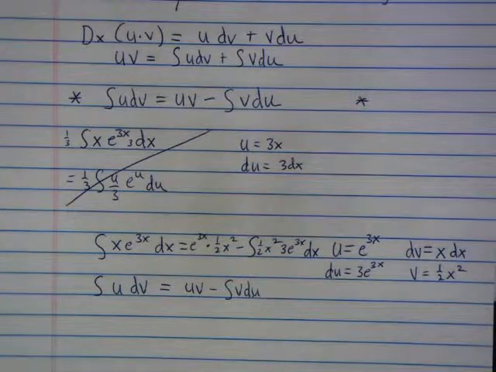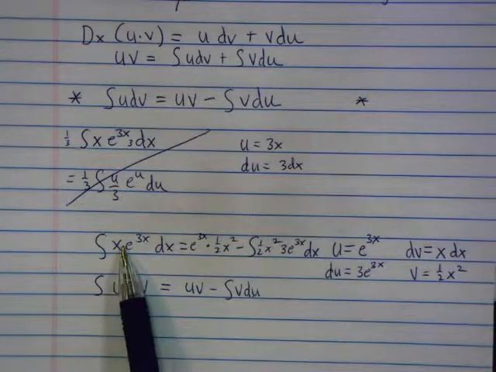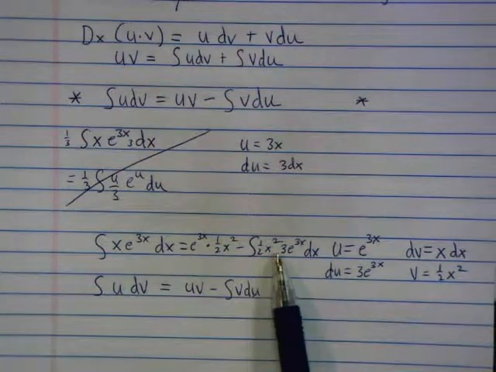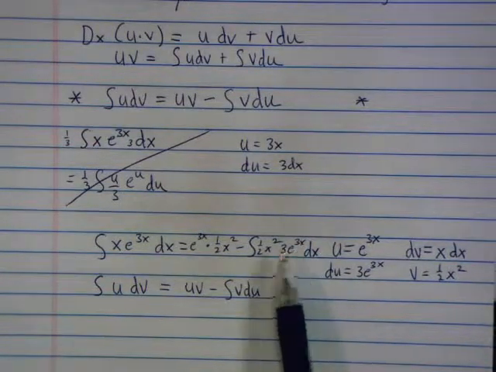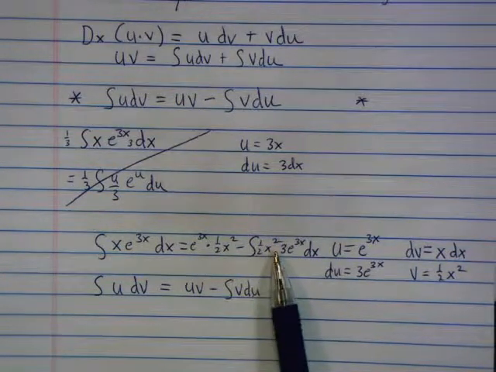In a sense, it got worse, didn't it? We started with an x e to the 3x, and we made it worse. Now we have an x squared e to the 3x. So not only did the multiplication not go away, in a sense it got worse because that power got bigger. So that's how you recognize when you made a bad guess.